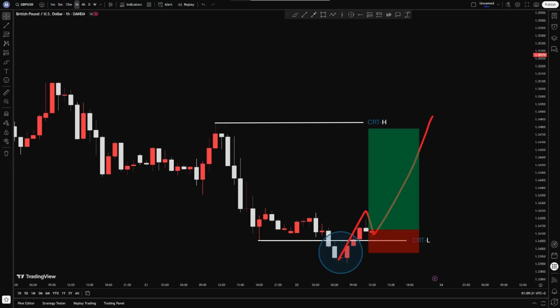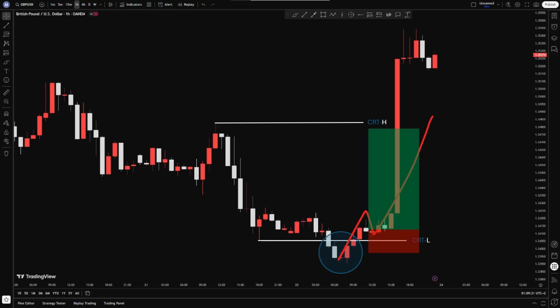But here's the tricky part. In this particular example, price just takes off without giving us any clean confirmation. No order block entry, no obvious fair value gap to work with. We knew the direction was bullish after the liquidity sweep, but the market didn't give us the textbook trigger. So does that mean this is a lost trade?